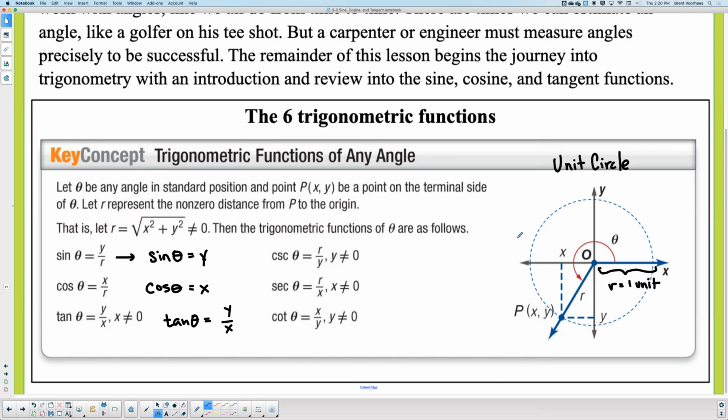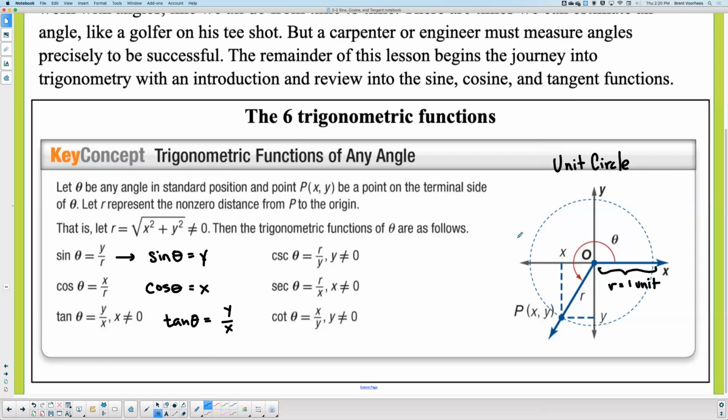If your r turns out, for whatever reason, we'll have a lot of problems where it's not 1. All we'll do is, instead of saying sine is y, it's y divided by our radius. Cos is x unless the radius is bigger than 1. Then it's just going to be x divided by radius. But tangent will not change.